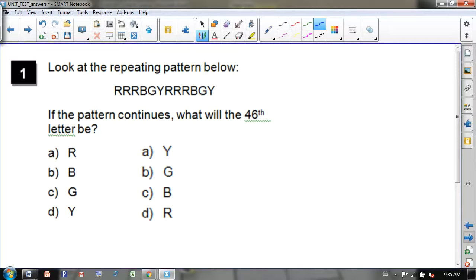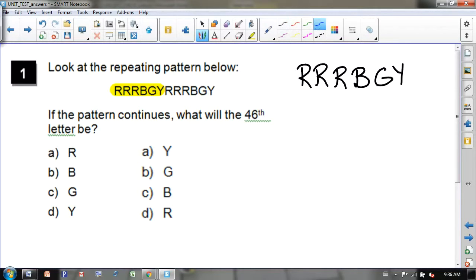In question number 1, it's all about repeating patterns. One thing we were looking for people to be able to do was to identify the core of the pattern. The core of this pattern has 6 terms in it. The core is R, R, R, B, G, Y, and that's being repeated over and over and over again.